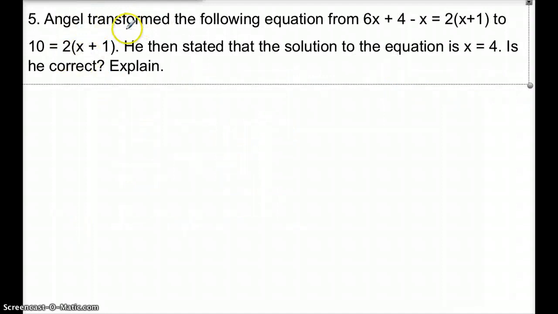says Angel transformed the following equation from 6x plus 4 minus x equals 2 times the quantity of x plus 1 to then 10 equals 2 times the quantity of x plus 1. He then stated that the solution to the equation is x equals 4. Is he correct? So the first thing that they're saying was, here's what he started out with.